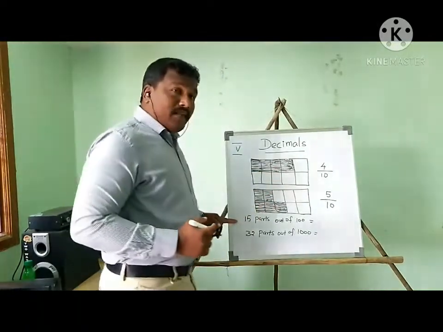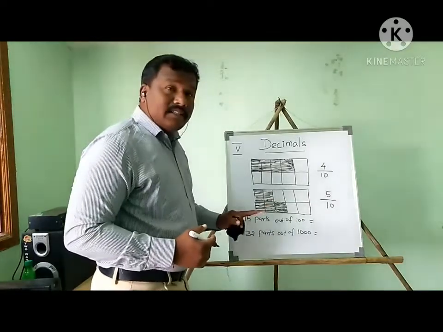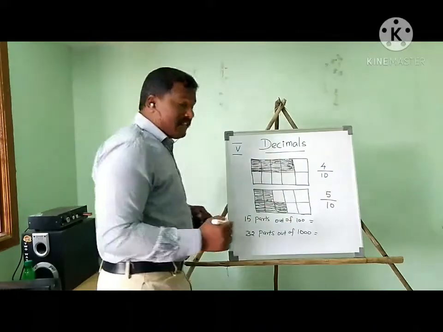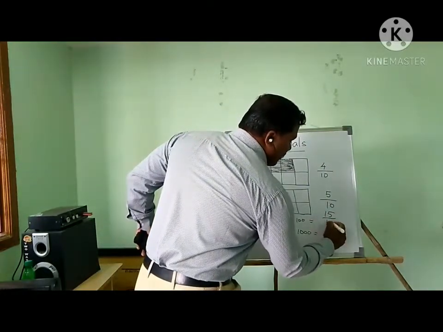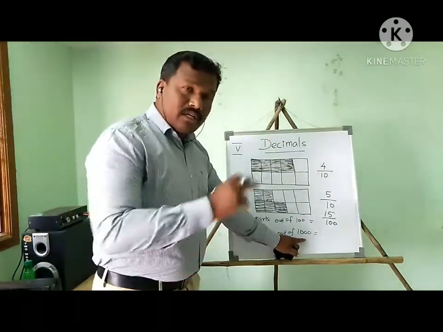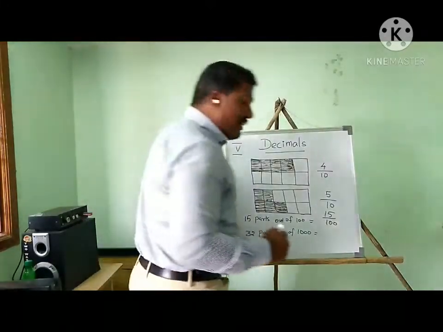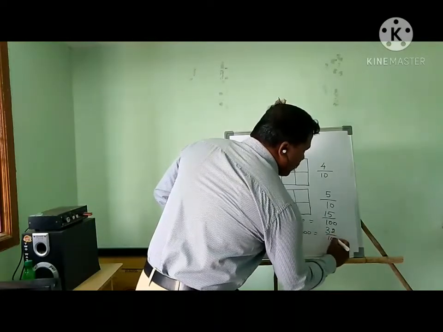If you look at it, this is 15 parts out of 100. Okay, if 15 parts out of 100 are shaded, how can we write it? 15 upon 100. If there were 1000 boxes, and 32 boxes were shaded, how can we write it? 32 upon 1000.